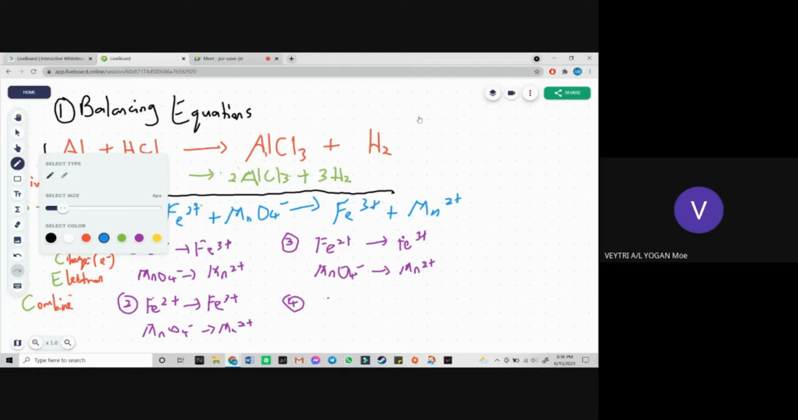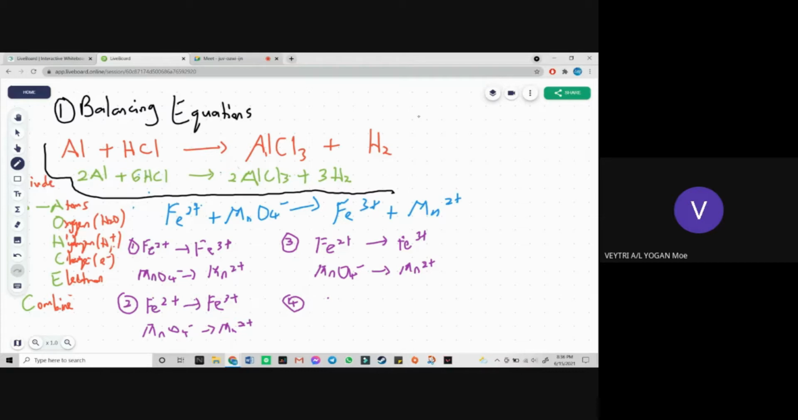Now, balancing equations, the basic ones, which literally means non-redox reactions, where there are no charges or anything, you can directly balance it. Let's have a look. Al plus HCl, basically aluminium plus hydrogen chloride, you'll get AlCl3 plus H2, hydrogen. How do you balance it?